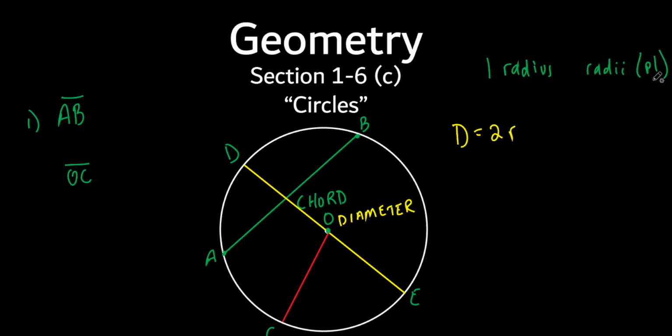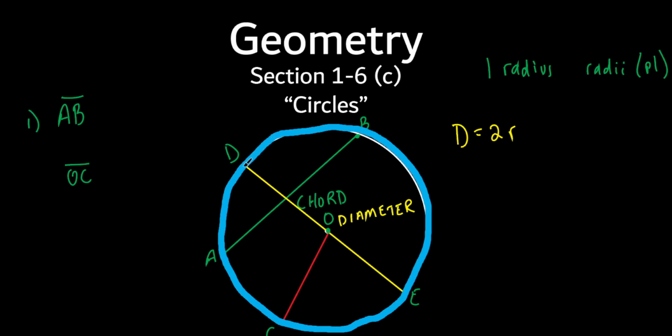Okay, let's keep going. Somebody said circumference earlier. What is the circumference? It's the distance around the circle. Perfect. So if you start, let's say at D, you can start anywhere on here, but I'll just start at D, and go all the way around. Not too bad. All right, so that's the circumference of the circle.